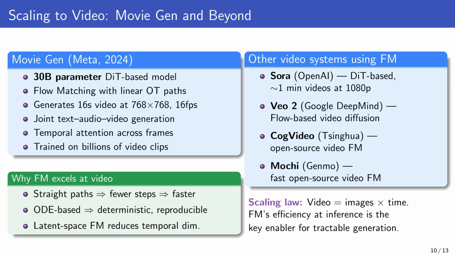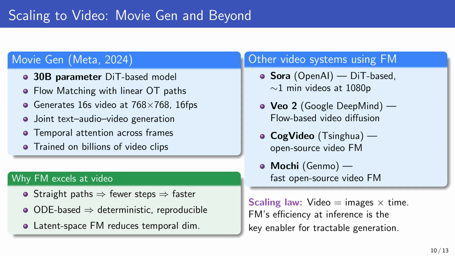Video generation is where flow matching truly shows its practical advantages. Video is enormously expensive because you are generating not one image, but many frames that must be temporally coherent. MovieGen from Meta in 2024 is a 30 billion parameter DiT-based model that uses flow matching with linear OT paths. It can generate 16-second videos at 768 by 768 resolution and 16 frames per second. It also does joint text, audio, and video generation. The model uses temporal attention across frames to maintain coherence.